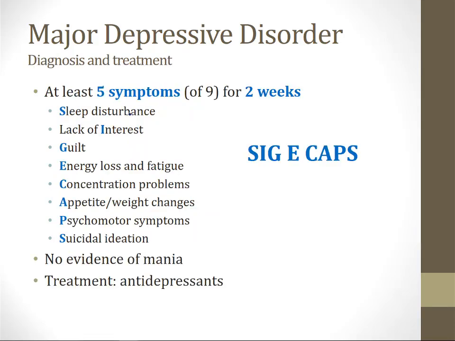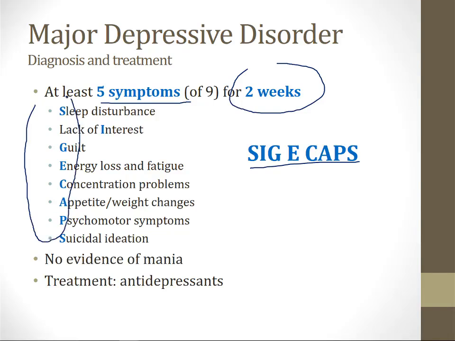To diagnose major depressive disorder according to the DSM-5, a patient has to have 5 symptoms out of 9 for at least 2 weeks. And the 9 potential symptoms are usually remembered by the mnemonic SIG-E CAPS. The 9 symptoms are all these things shown right here in this slide. These are all things we've been talking about for the last few minutes. In addition, there can be no evidence of mania. If a patient has evidence of mania, either at diagnosis of depression or in the past, then they have bipolar disorder, not depressive disorder.